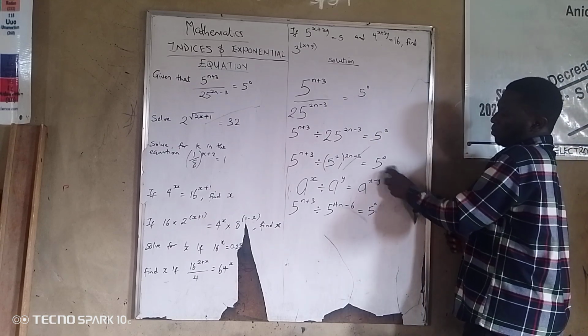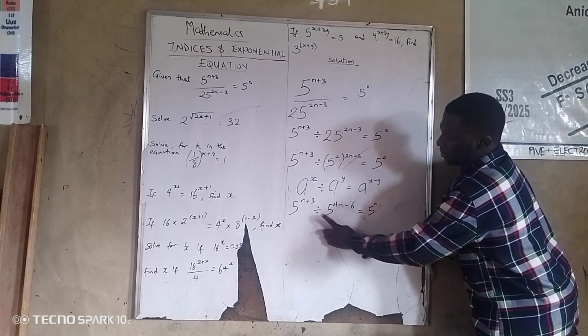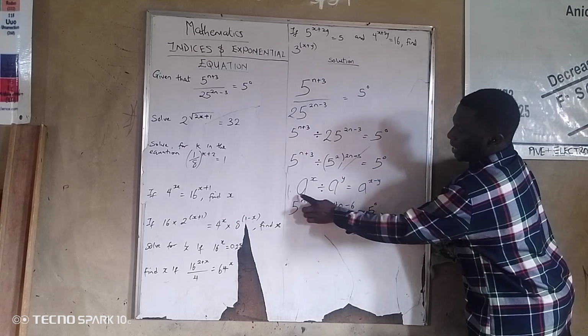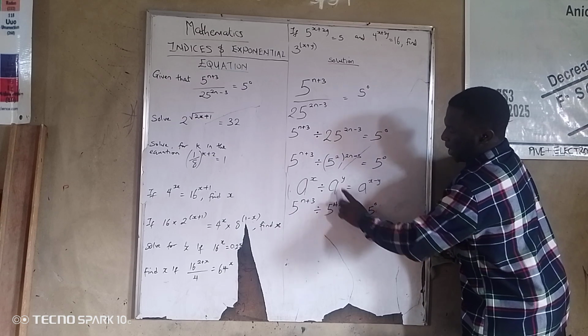Alright. So now I can use this law. I will see that they have the same base, 5 and 5. So I can obey this law. It's just their powers that are different. The power of x here is this, y here is this.